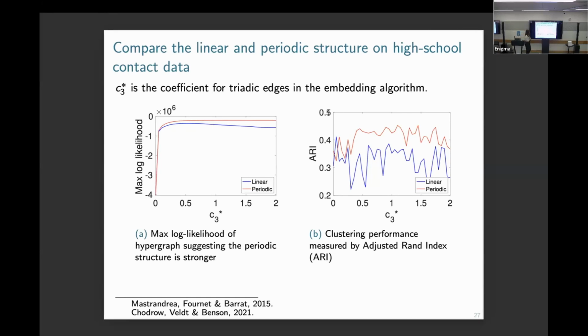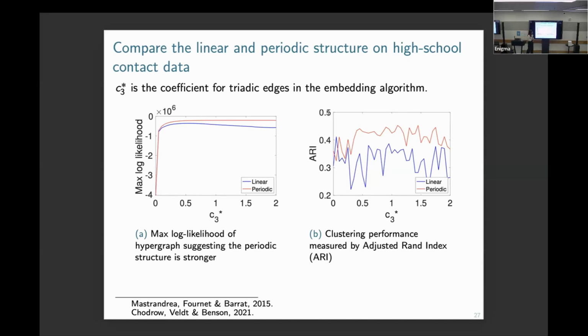Then we perform the spectral embedding with the linear and the periodic algorithms. Once we get the embedding, it can be substituted into the random graph model we derived earlier, and that can in turn be used to calculate the log likelihood of the graph, how likely we are to observe the graph given this model. In real data, we don't know exactly what the weights of the different cardinalities are, so we scan a range of C3 and plot the likelihood.